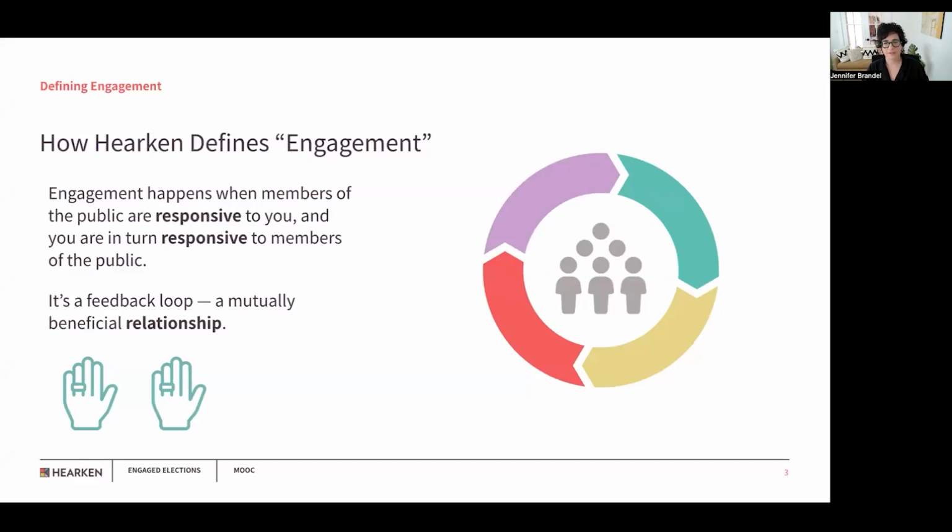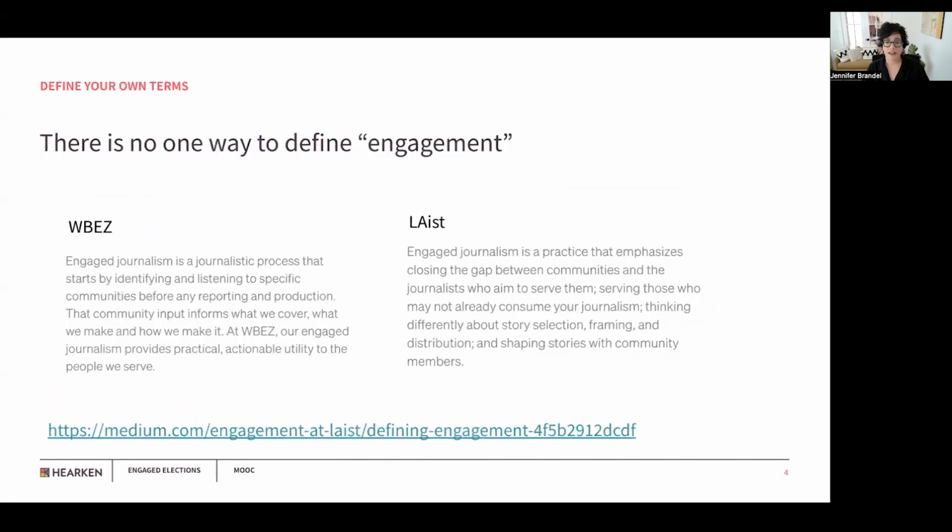Here is how we define it. Engagement happens when members of the public are responsive to you, and you are in turn responsive to members of the public. It's a feedback loop, a mutually beneficial relationship. That's one definition. But the thing is, there is no fully agreed upon definition of what engagement means in the news industry. That doesn't mean you and your colleagues shouldn't consider making one and consider ways in which you use that terminology.